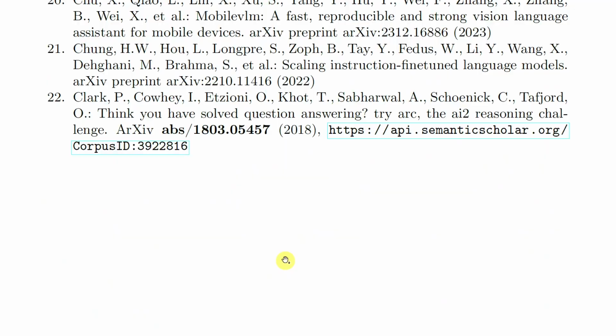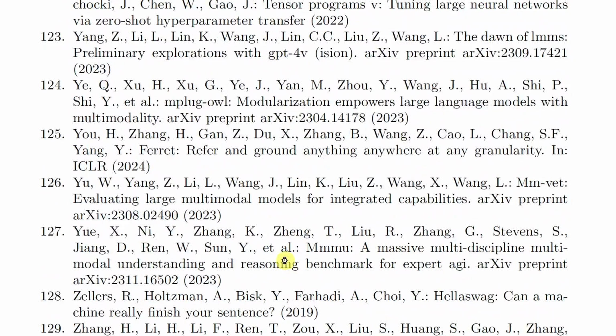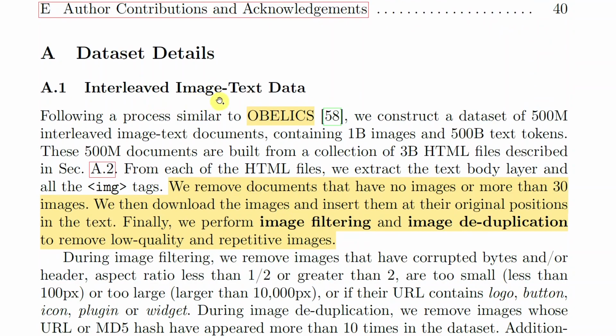After the references as well, there are various nice points. Just going over them. Yeah, so how the interleaving of the image text data is done, it's similar to OBELICS. Here they construct a data set of 500 million interleaved image text documents containing 1 billion images and 500 billion text tokens. These documents are built from 3 billion HTML files. From each HTML file, text body layer and image text are gathered. They remove documents that have no images or more than 30 images.